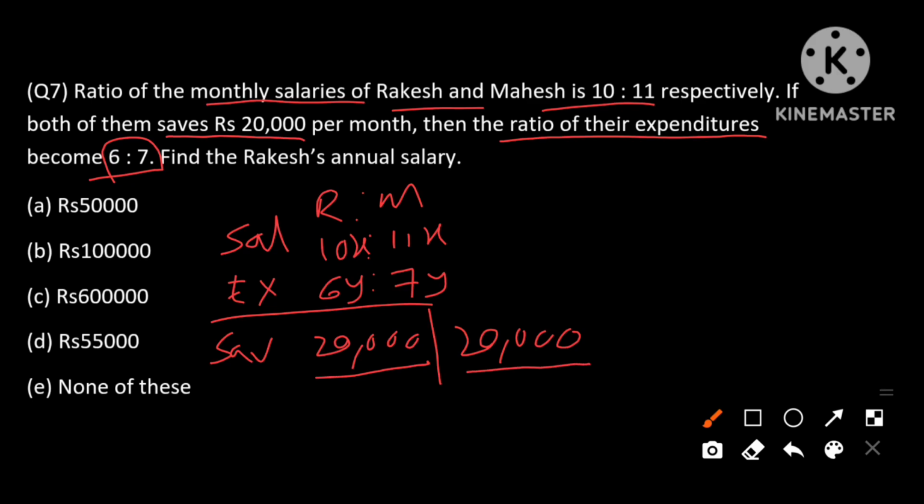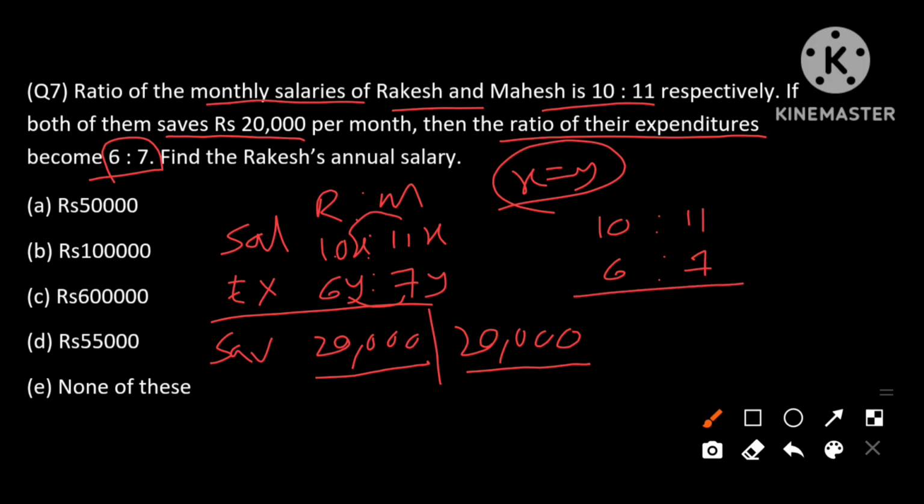So after solving those, it is very clear that the difference between these two is 1, and the difference between these two is also 1, and both are increasing one part. So x equals y. Then we have salaries 10 and 11, and expenditure is 6 parts and 7 parts. Here the difference between these two is 4 parts. 4 parts value is nothing but 20,000. Here also 4 parts value is nothing but 20,000. So 4 parts 20,000 means 1 part value will be 5,000.